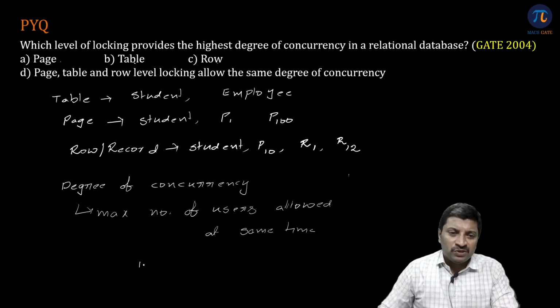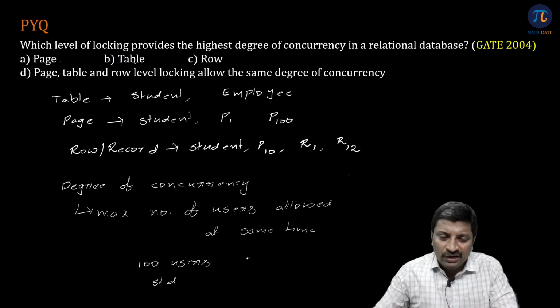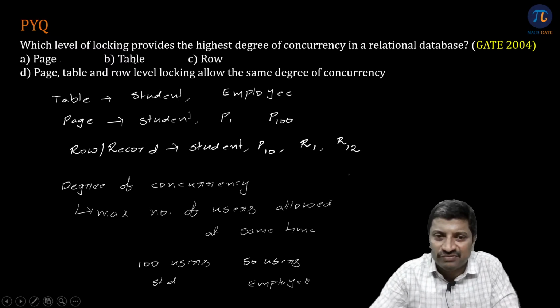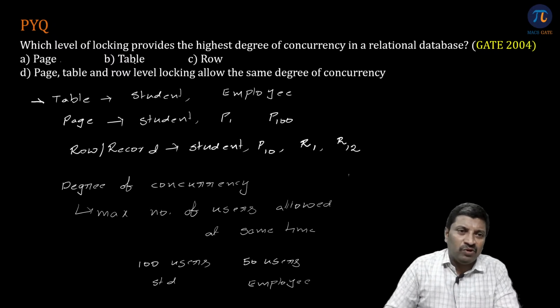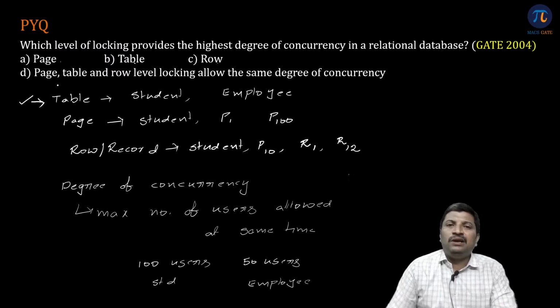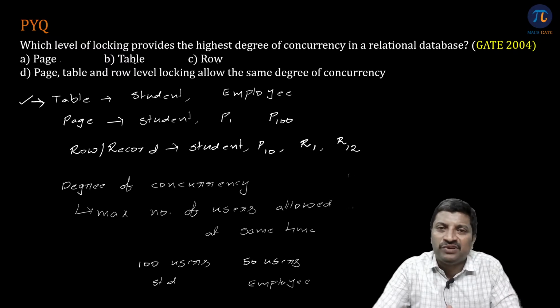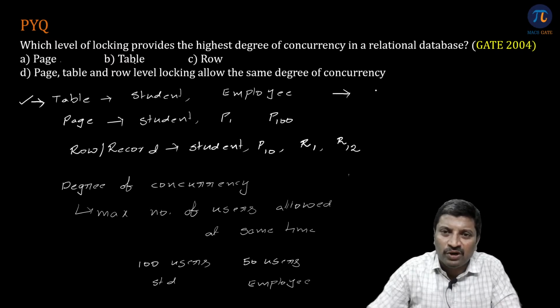At the same time, suppose 100 users are working on the first table, student, on 100 different pages and some different records. Let us assume there are some 50 users who want to work on the employee table, and all they want to access are different pages and different records of the employee. If I have only the first level of concurrency, then at the same time I can allow only 2 users. One is for the student table, one is for the employee table. Am I right, sir? So at the same time, how many users are you able to allow, sir?